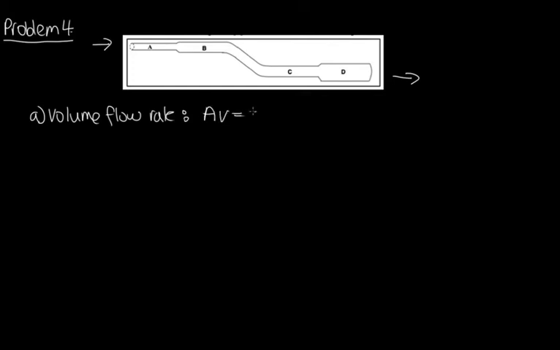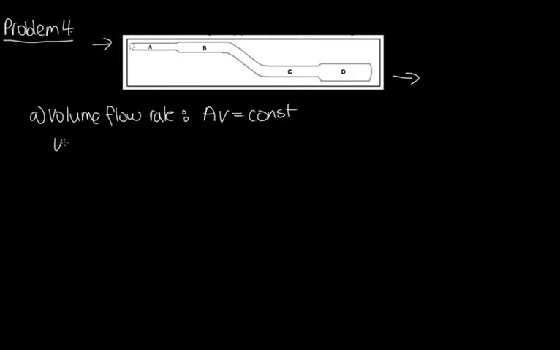Problem 4. So in this problem, we're told that water flows through the pipes shown below from left to right. So it enters here and it's coming out here. And we're asked to A, rank the volume flow rate at the points A, B, C, and D. So A, volume flow rate. So this is the volume per second passing through the pipe, which we can use the formula AV is equal to constant. So this is the volume flow rate, and this tells us that it's constant throughout the pipe.